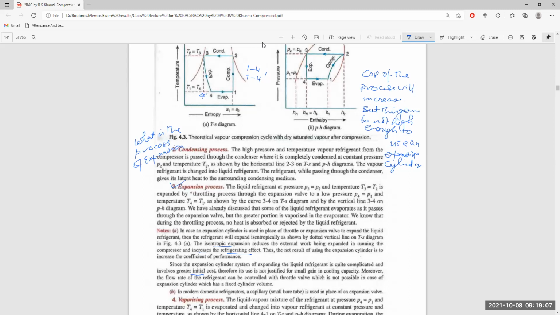Always we are using the capillary, a small port hole tube, or a special expansion valve. Present use is the expansion valve itself.